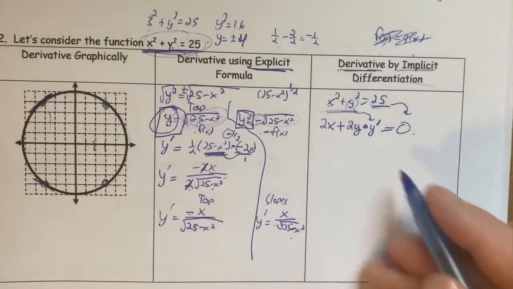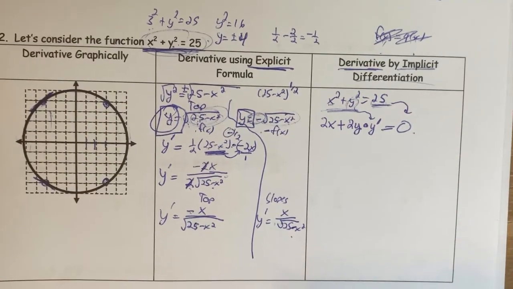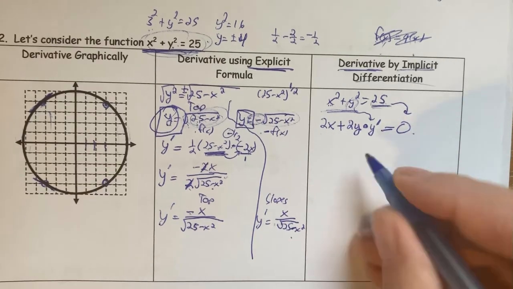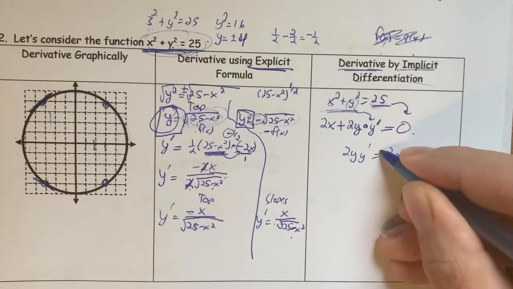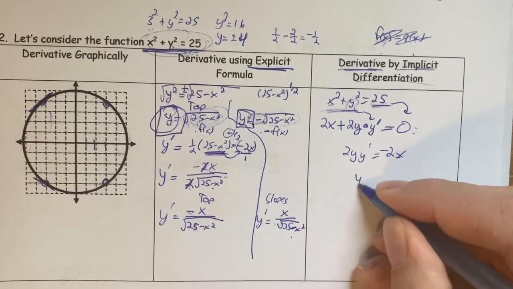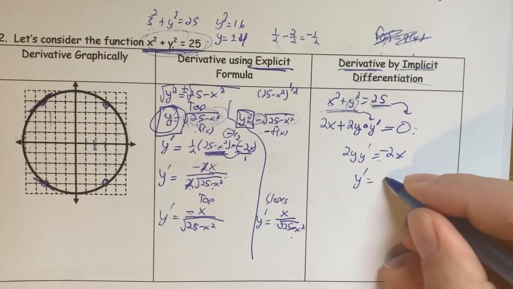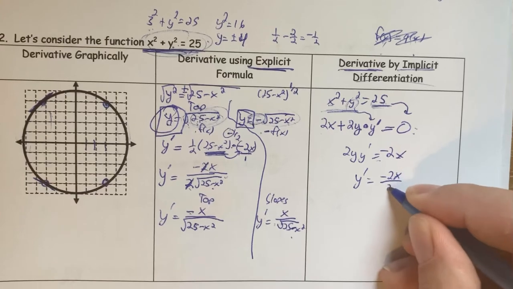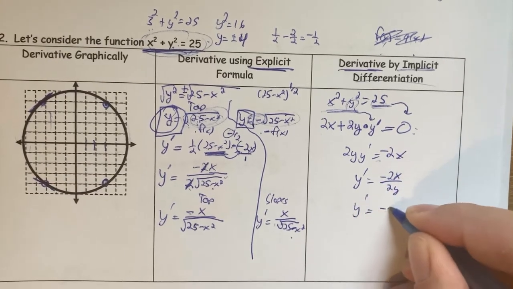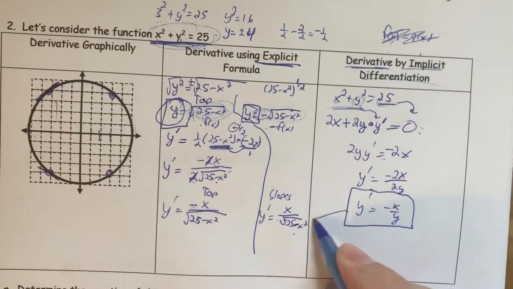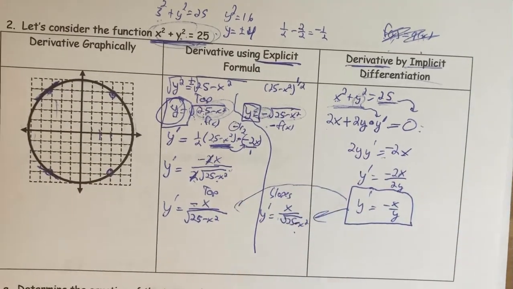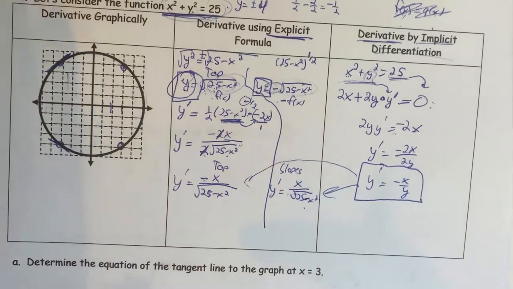And now, look, we can solve for y prime. We can move the 2x to the other side. 2y y prime equals negative 2x, because we had to subtract 2x on both sides. We can divide by 2y on both sides. And this is a lot simpler than the explicit formula. The question is, are they the same thing? And the answer is yes.